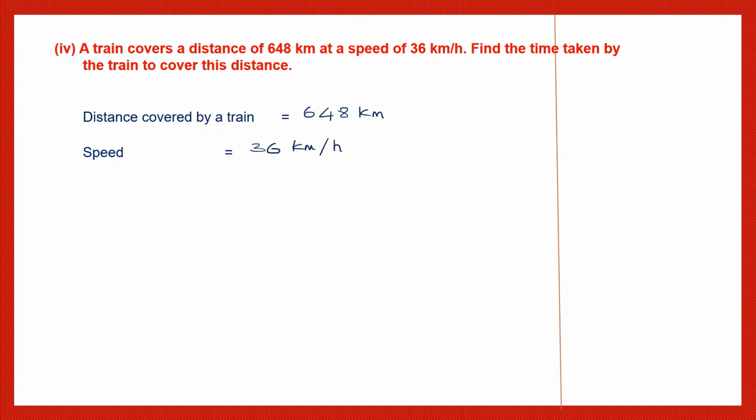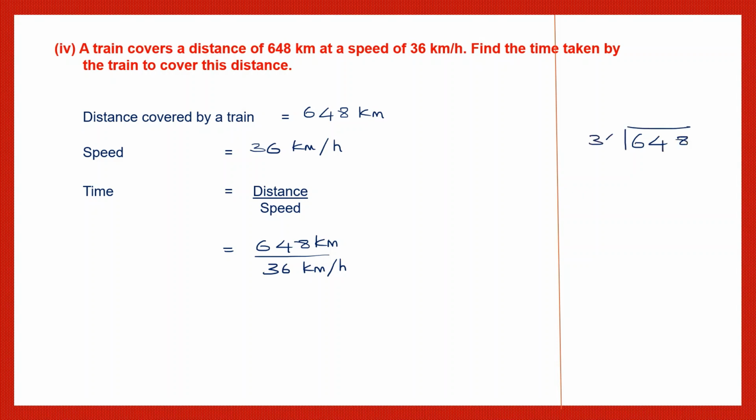Now we have to find the time and the formula is distance by speed. The distance given to us is 648 kilometers. And the speed is 36 kilometers per hour. So let's divide 648 by 36. So 36 ones are 36, minus. Now here we have to borrow, so 5 and here it's 14. 14 minus 6 is 8. 5 minus 3 is 2 and then we have 8 to bring down.